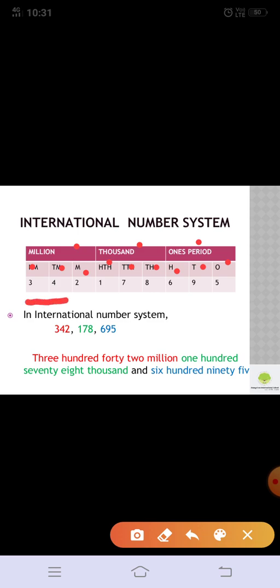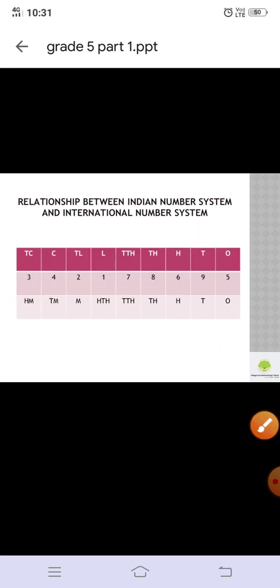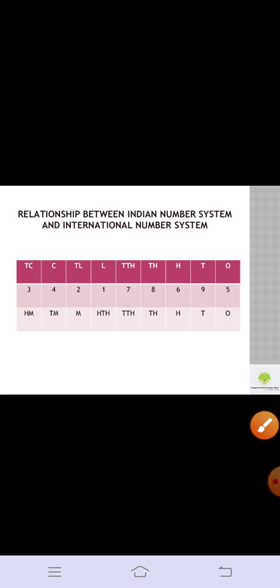How do we read? 342,178,695. So after every three digits, before, we can insert a comma. This is the number name in the international number system. So how do we read? 342,178,695. Now let's see the relationship between the Indian number system and the international number system.